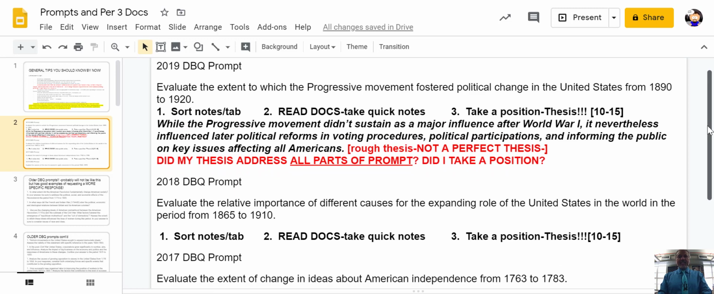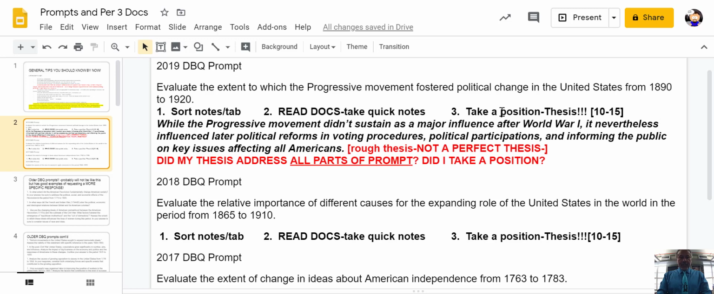And so let's just talk about the prompt. And I've said this before. This is really the crux of it if you don't get a good start. If you do not understand the prompt or you do not address what the prompt is about.